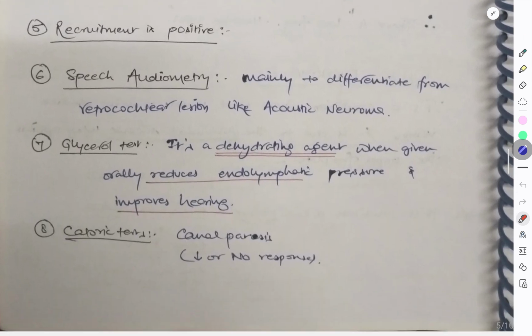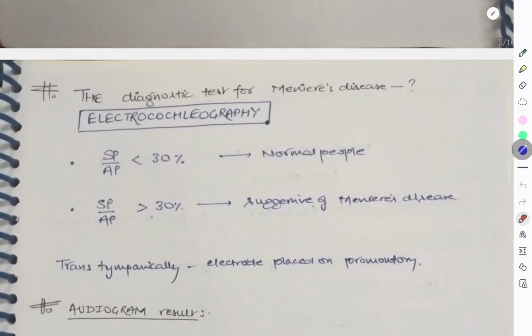Now we have to go for the glycerol test. Why is glycerol used? Since glycerol is a dehydrating agent, when given orally it reduces the endolymphatic pressure as it is absorbed, and improves hearing. So the glycerol test is done in Meniere's disease. Then the caloric test. While doing the caloric test, there can be canal paresis, decreased or no response of the canal.